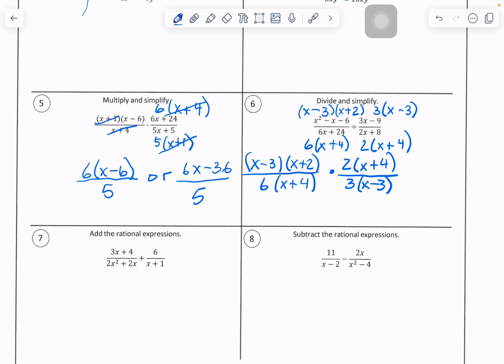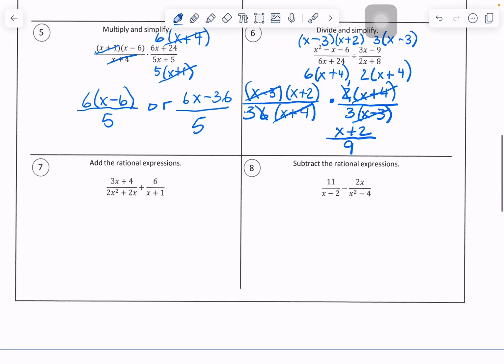So let's go. I like to do them left to right so I don't miss anything. X minus 3, x minus 3. X plus 2 doesn't have a common factor, but x plus 4 and x plus 4, okay, we can cancel it. 2 divided by 2 becomes 1. 6 divided by 2 becomes 3. And now there's no other common factors, so we're going to multiply across. And we end up with x plus 2 in the numerator and 3 times 3 in the denominator, which is 9.